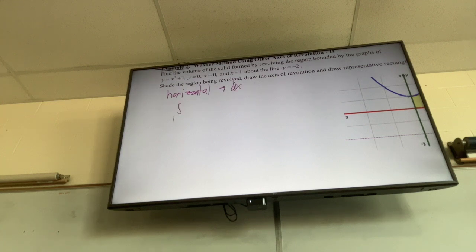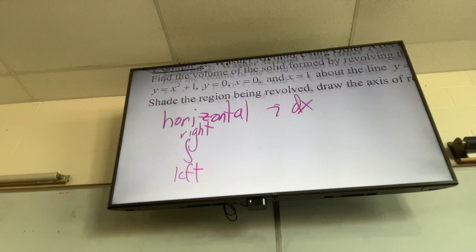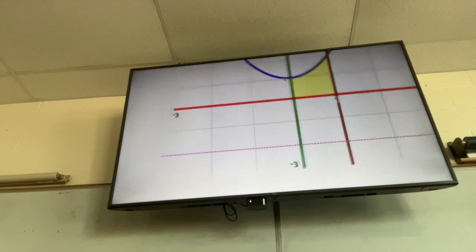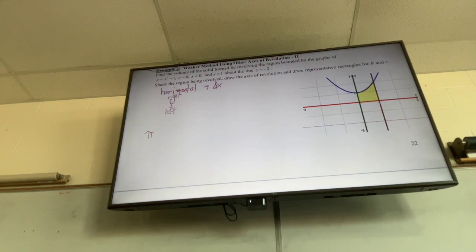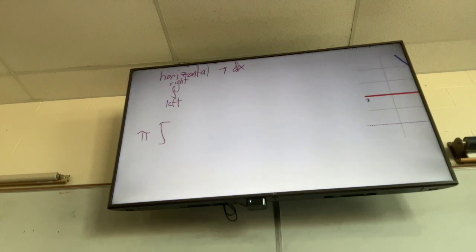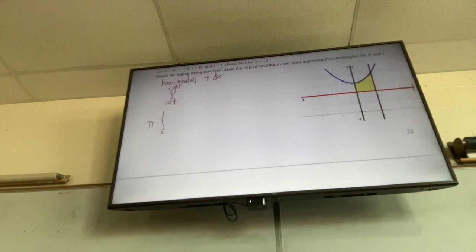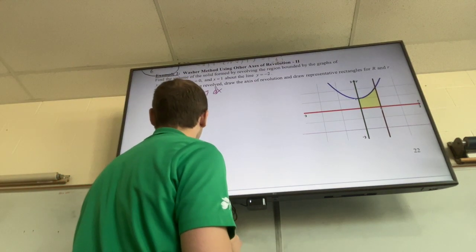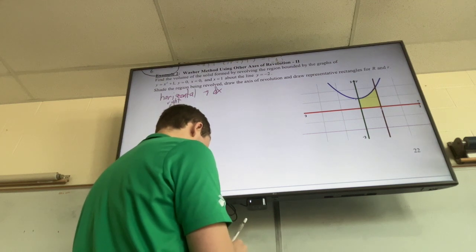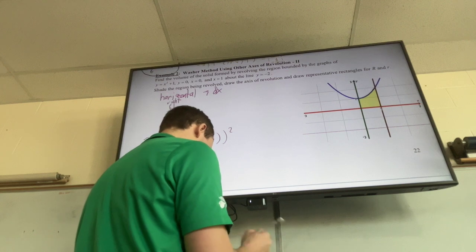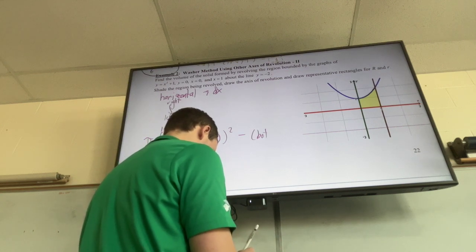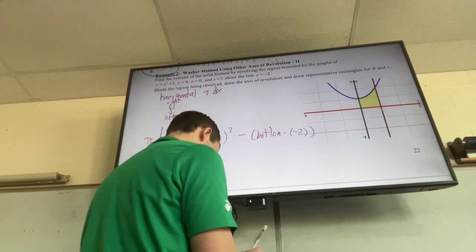We're going to integrate from left to right, okay? I got to make sure all my functions are with respect to x, which they are, okay? This one's not as bad in my opinion. So it's going to be pi times the integral. What's the leftmost this region goes for x? 0. What's the farthest right it goes? 1. Okay. So we're going to do top minus negative 2 quantity squared minus bottom minus negative 2 quantity squared dx.